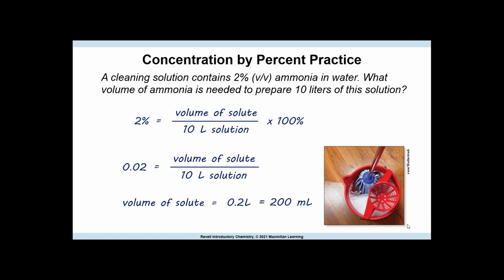So now let's do a problem. A cleaning solution contains 2% volume by volume of ammonia in water. What volume of ammonia is needed to prepare 10 liters of the solution? So we want to set this up. We recognize that 2% is equal to the volume of solute over 10 liters times 100. Written differently, 0.02 equals the volume of solute over 10 liters. We can rearrange this equation to solve for the volume of solute, which equals 0.2 liters, or we can write 200 mL.